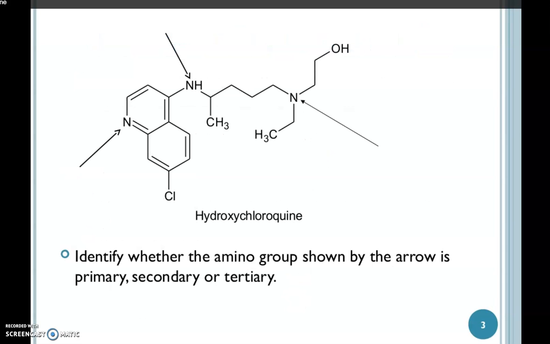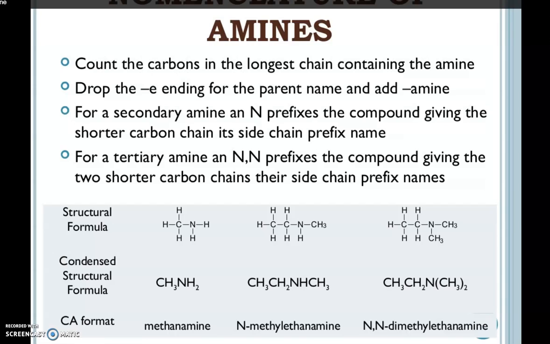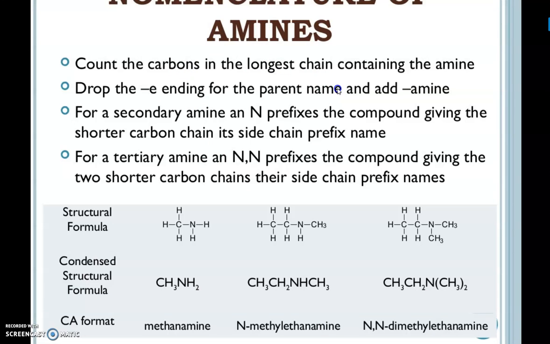Then let's see how to name amines. This is the general structure which we have used to name alcohol, aldehyde, ketone, etc. So what is the first step? First, we have to count the longest carbon chain. In order to identify the name of an amine or any aliphatic organic compound, we have to follow this rule. It is a golden rule. The first step is to count the carbons in the longest chain containing the amine.